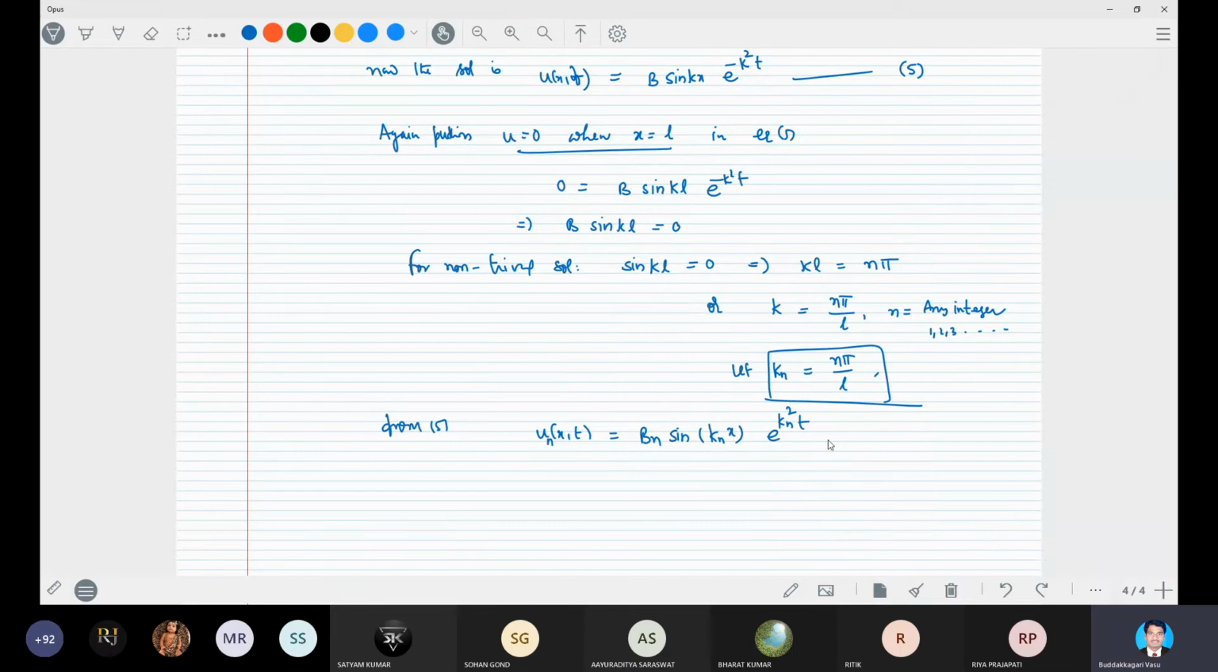So for that we can take this one, say equation 6, where I am writing u_n = b_n sin(k_n x), that means nπx/L, into e to the power minus n²π²t/L². This is equation 7.